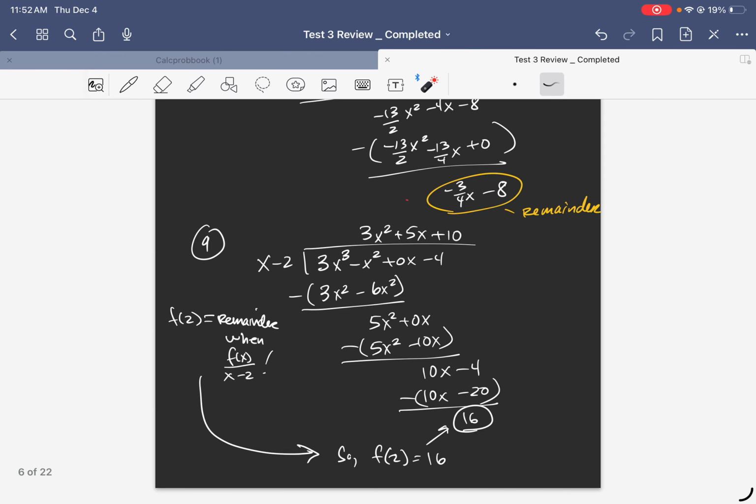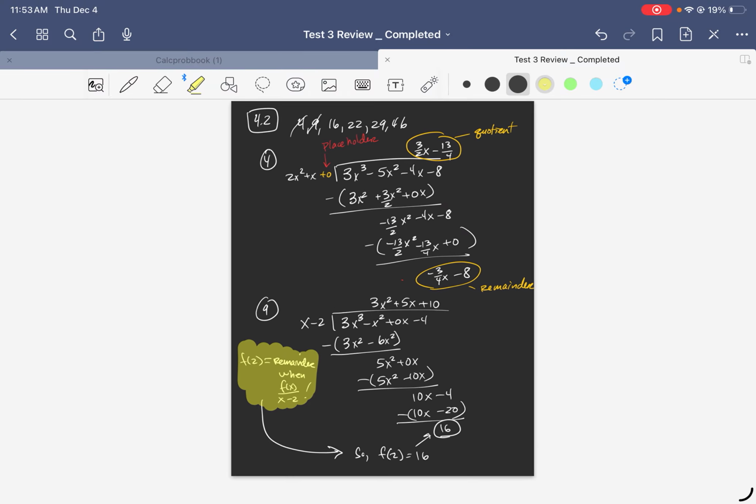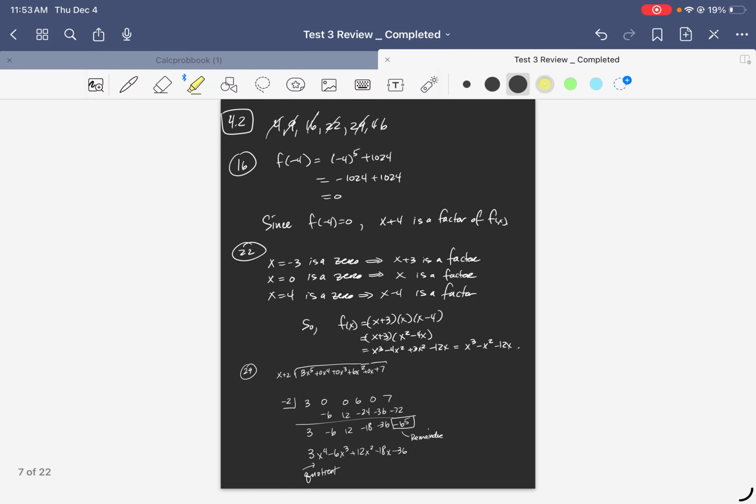Here they said use the remainder theorem to evaluate f of 2. Well, f of 2 is just the remainder you get when f of x is divided by x minus 2. That is what the remainder theorem says. That's really the key to the whole thing. So when you divide this by x minus 2, you get a remainder of 16, which means that f of 2 is 16. Okay. So that's using the remainder theorem.